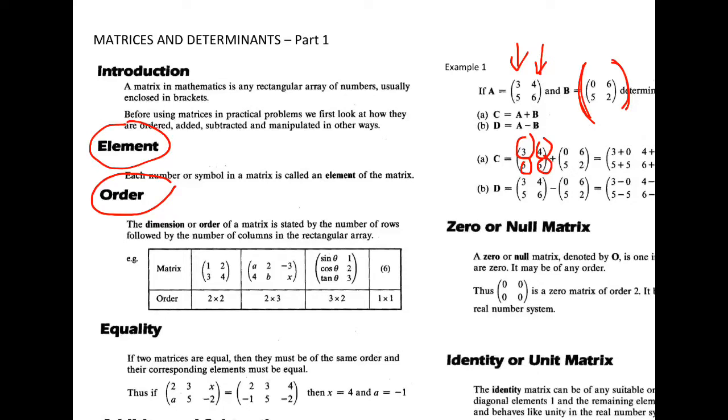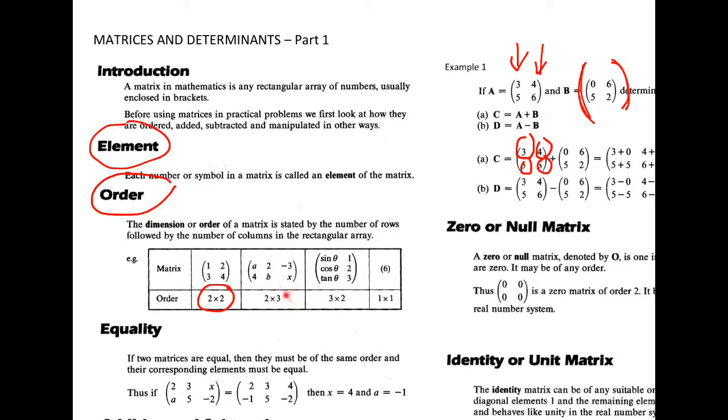We also talk about the order or the dimension of a matrix. What do we mean by that? What we mean is the number of rows and the number of columns. So in this case, in this matrix here, we have a matrix of 2 by 2. That means 2 rows by 2 columns. This is a 2 by 2. This is a 2 by 2. That's 2 rows and 2 columns.